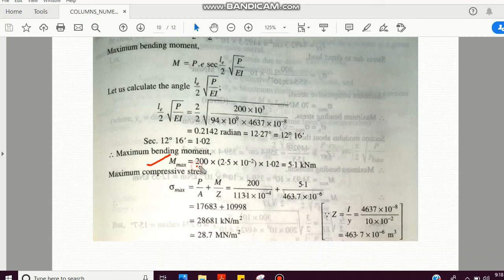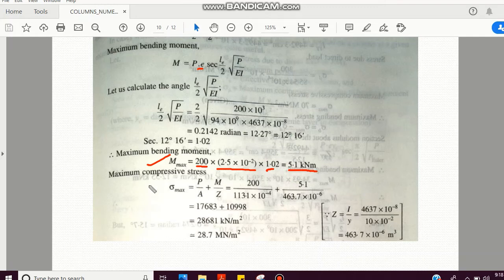This is the load. Eccentricity is 2.5 into 10 to the power minus 2. This value is small e, 2.5 into 10 to the power minus 2, and sec of L by 2 root over P by EI, this value is 1.02. So the maximum bending moment becomes 5.1 kilonewton meter.